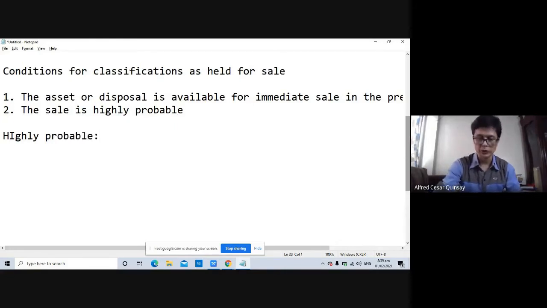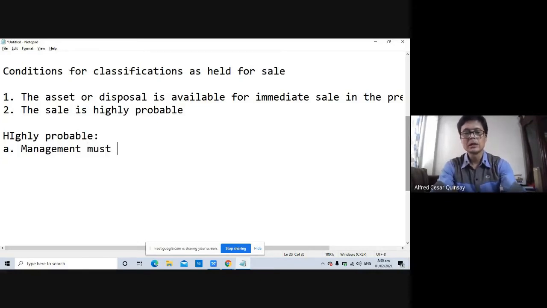Ano yung mga conditions? So number one, management must be committed to a plan to sell the asset or disposal group. So yung management must be committed. Okay? So ibig sabihin yan, walang pag-aalinlangan na ibibenta ng management yan. Kumbaga may approval na yan. Okay? So ano yan, na ipursue nila yung pagbebenta.